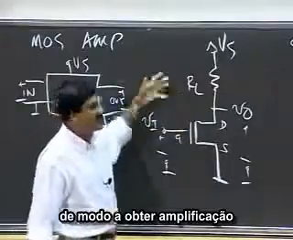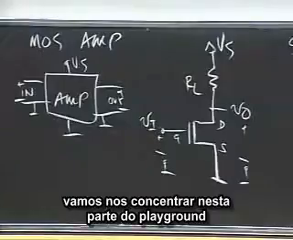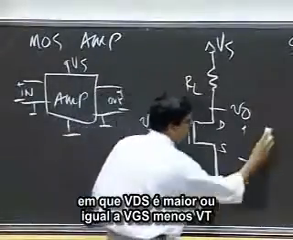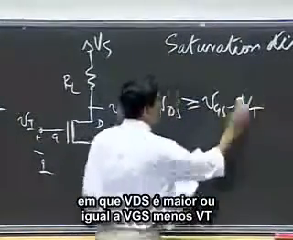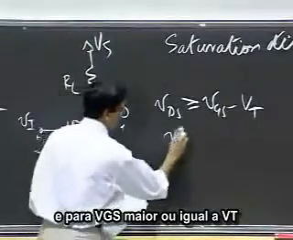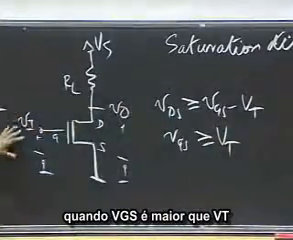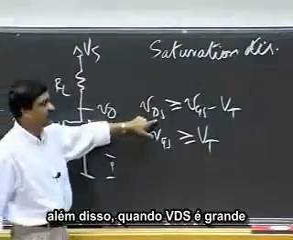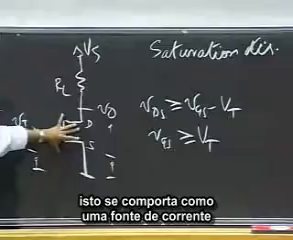Okay? So in order to get the amplification, we are telling ourselves, let's focus on this part of the playground where VDS is greater than or equal to VGS minus VT, and for VGS greater than or equal to VT. So when VGS is greater than VT, the MOSFET is on. Further, when VDS is larger than VGS minus VT, this behaves like a current source.